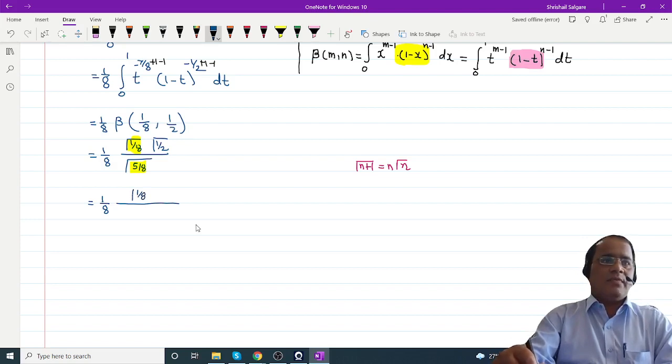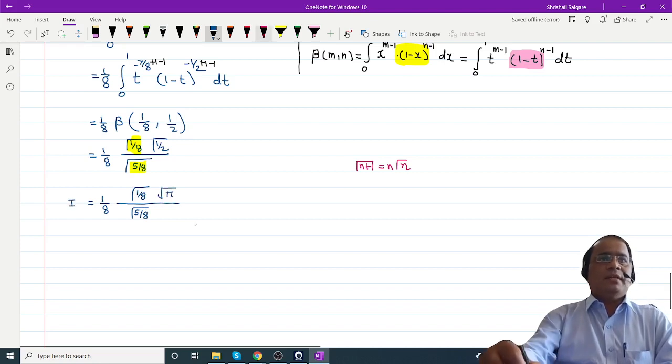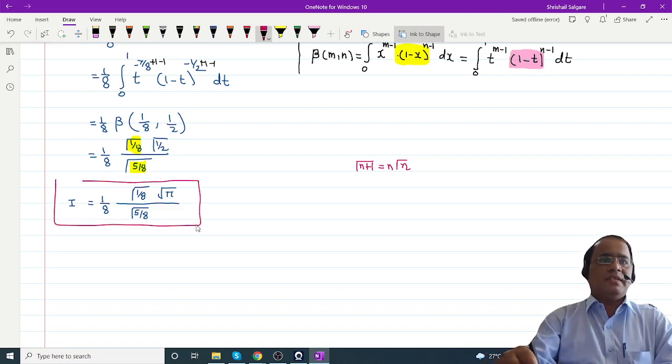Gamma of 1 by 8, gamma of 5 by 8, that I will write as it is. And by the property, gamma 1 half is root pi, that we can write. So further simplification is not possible. So we may consider this as the final answer.